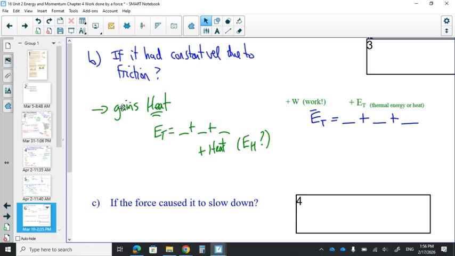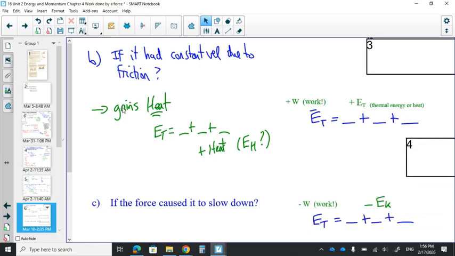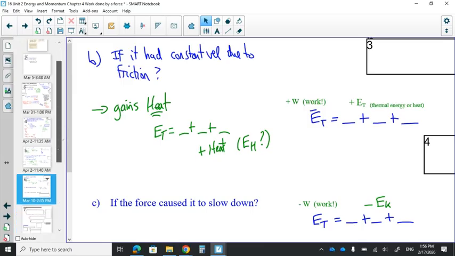If the force was causing it to slow down, well, that would be reducing kinetic energy, right? If the force was going against the motion, causing it to slow down, you can think of that as a negative work done and a reduction in the total system energy.